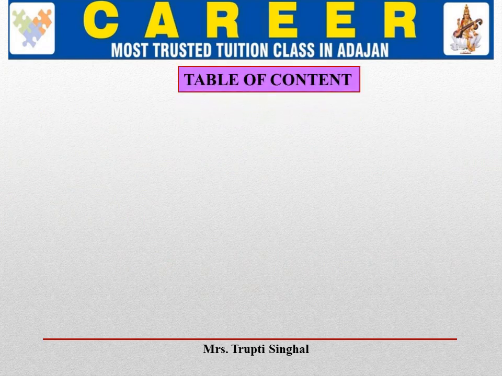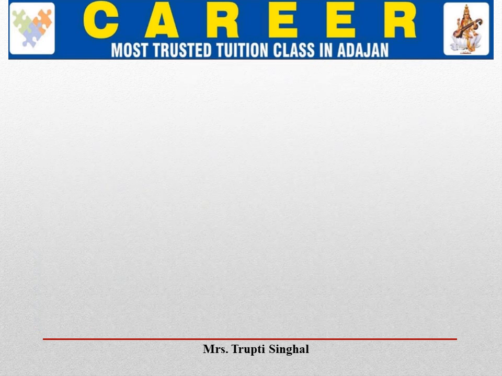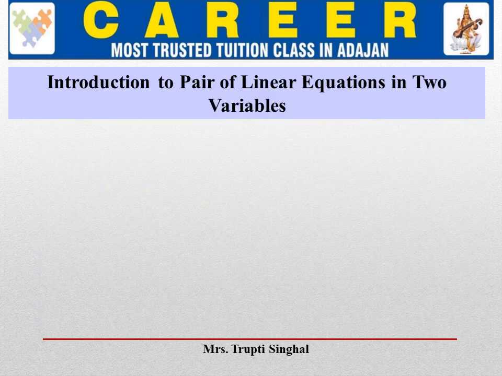In this chapter we learn pair of linear equations in two variables: the general introduction, graphical method, and algebraic method. In the algebraic method, there are four methods: substitution method, elimination method, cross multiplication method, and reducible form. So let's check out each in detail. First, introduction to the pair of linear equations in two variables.